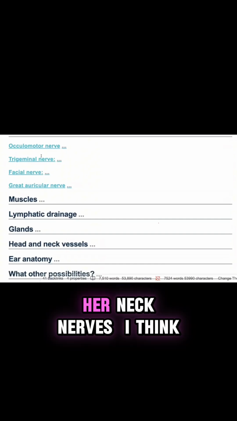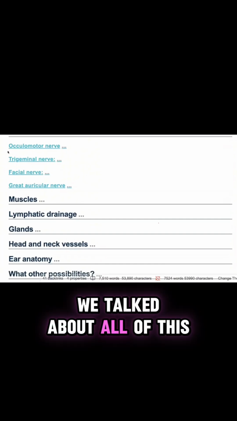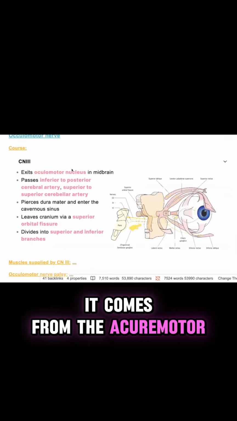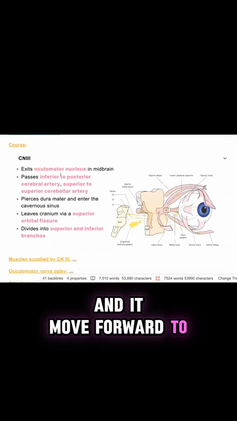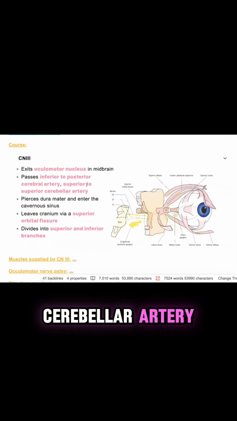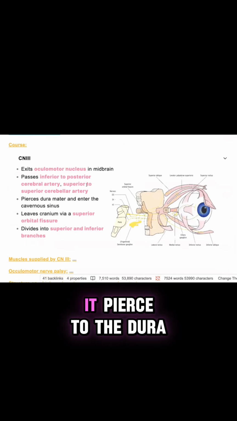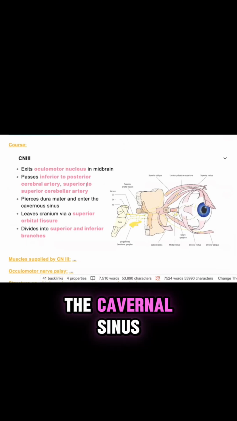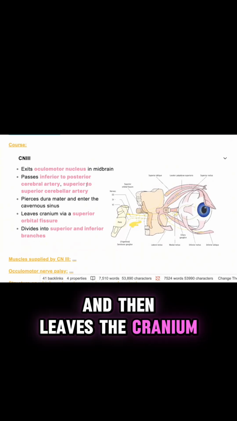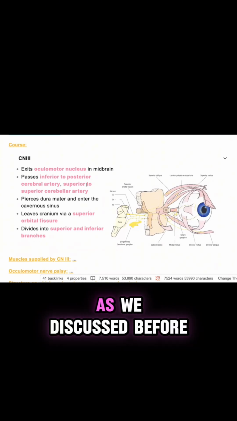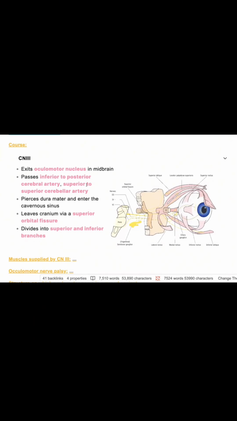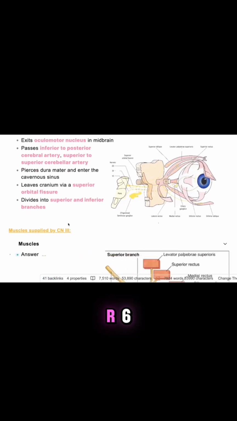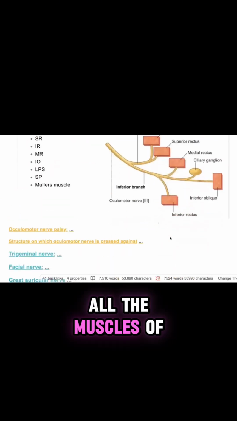Just to continue, head and neck nerves, I think we talked about all of this. We talked about the oculomotor nerve and that it comes from the oculomotor nucleus and it moves forward between the superior cerebellar artery and posterior cerebral artery, the man holding the cigarette, and then it pierces the dura into the cavernous sinus, into the wall of the cavernous sinus, and then leaves the cranium through the superior orbital fissure as we discussed before. It supplies all the muscles of the eye except SO4 and LR6. So it will supply all the muscles of the eye.